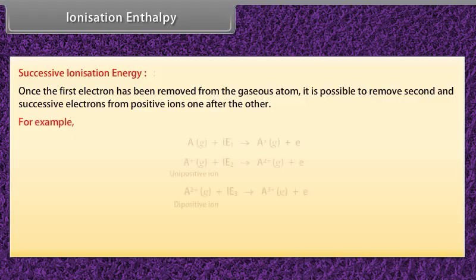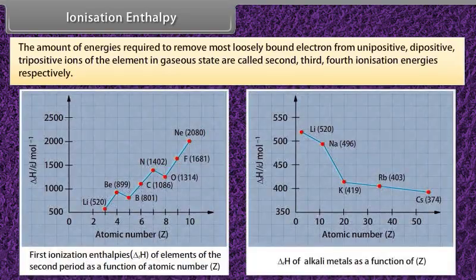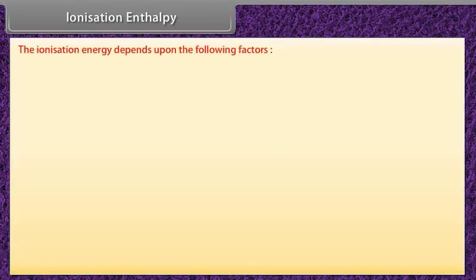For example, the amount of energy required to remove the most loosely bound electrons from unipositive, dipositive, tripositive ions of the element in gaseous state are called second, third, fourth ionization energies respectively. It may be noted that ionization energy 3 is greater than ionization energy 2, which is greater than ionization energy 1. The ionization energy depends upon the following factors.